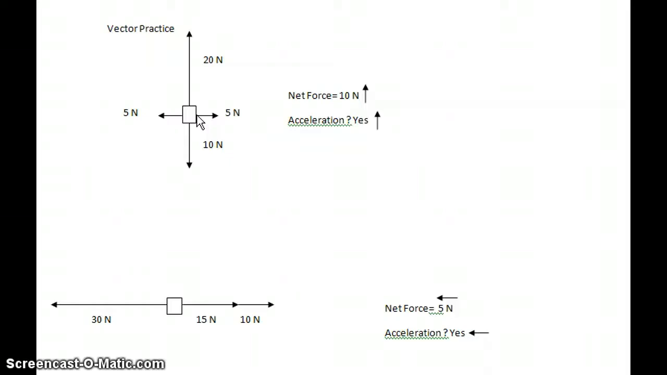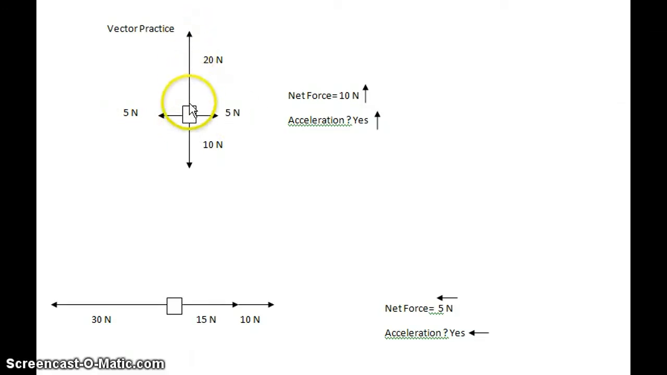So in order for us to combine the vectors, we need to just take a look at our picture. We've got these two 5 Newton forces, and they are acting in opposite directions. So even though they're both positive 5s, they're acting in opposite directions, so you can think of them canceling each other out. So 5 minus 5 basically is 0.